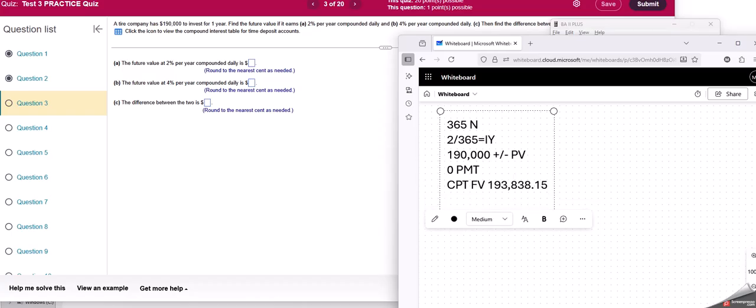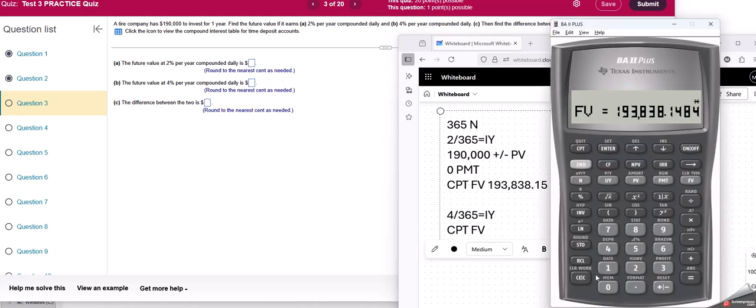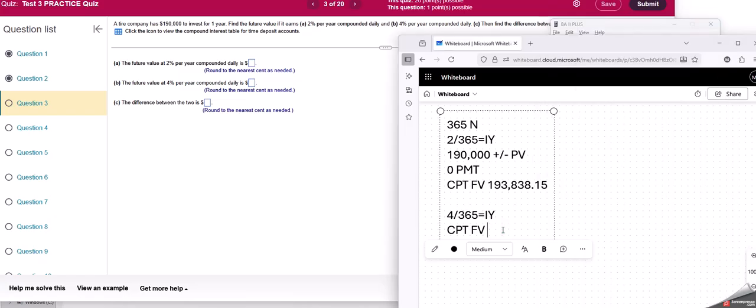And then, like I said, if all we've got to do is change the IY, it's the only thing that changes. So then we go down and take 4 divided by 365, push equals, and then push the IY button, and then we'll recompute that future value. So again, all you got to do, 4 divided by 365, push equals, push IY, and then now compute the future value. So 197,753.61.